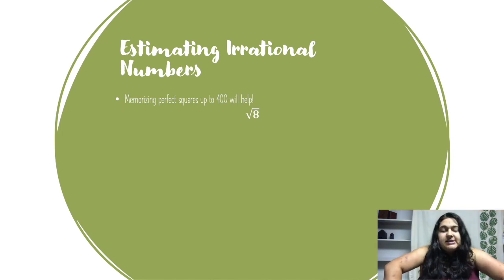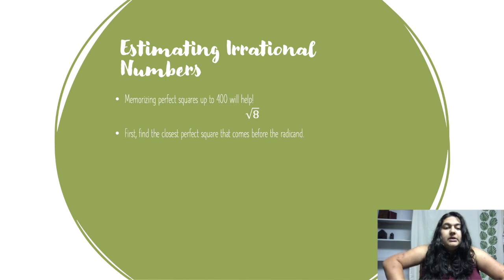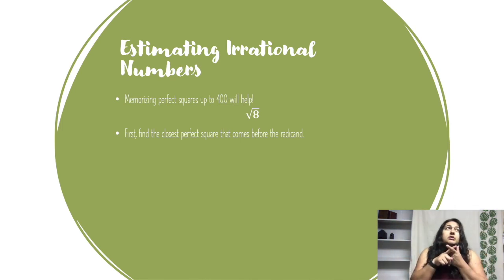Let's take a look at this example of the square root of 8. My first step is I want to find a perfect square that comes before the number in the radicand. The number under my radicand is 8, and I'm looking for a perfect square that comes right before 8. So my perfect squares, I have 1 times 1, that's 1, 2 times 2, that's 4, 3 times 3, that's, the one that comes before 8 is 4.